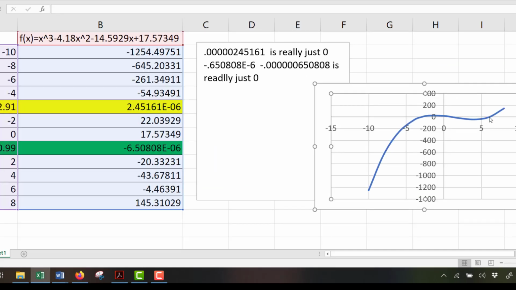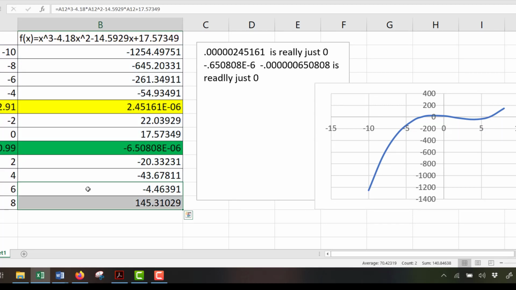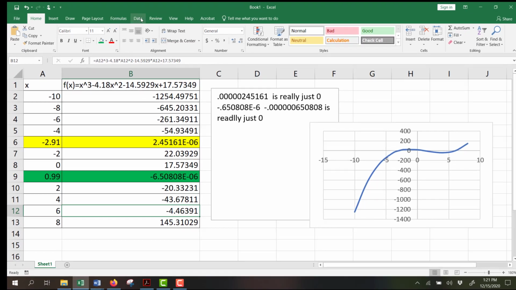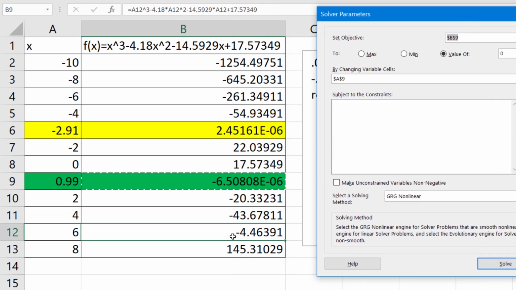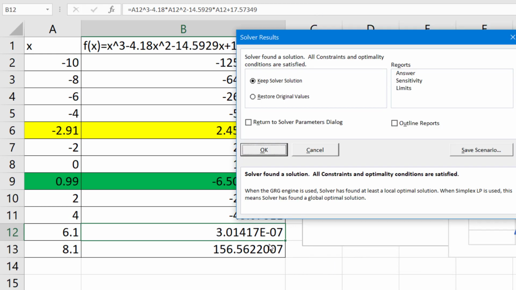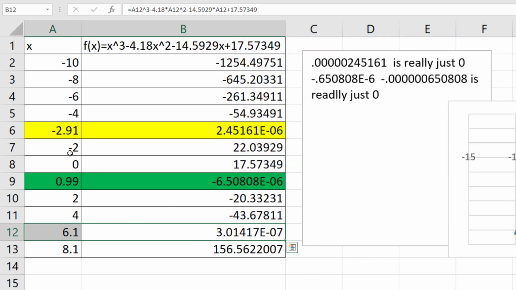Looks like my next x-intercept is at about 6 or 7. And so I see, yes, in the table, when x is 6, the y value is negative. When x is 8, the y value is positive. So somewhere in between x is 6 and x is 8, we're going to get a y value equal to 0. I'm going to put my cursor in cell B12, and I'm going to use Solver. So Data, Solver, set objective cell this time is cell B12, changing to a value of 0 by changing cell A12. Hit Solve.